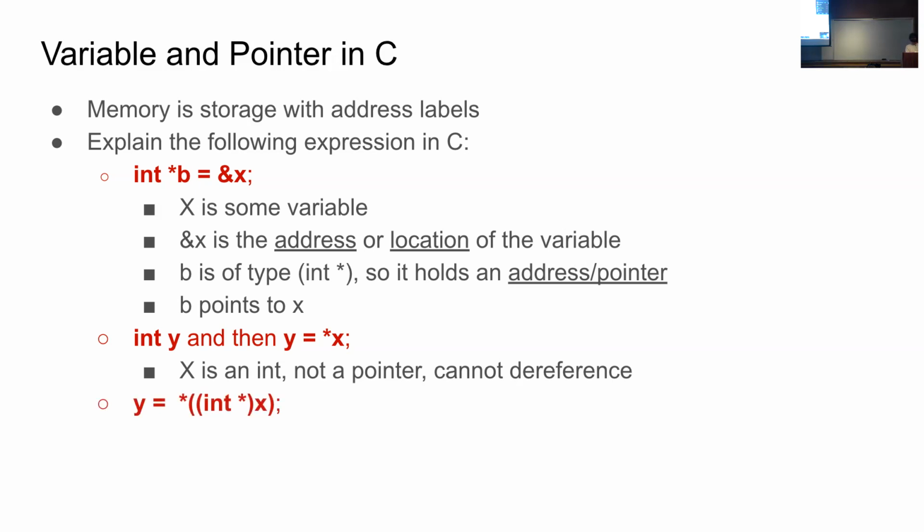But the flip side is this code, which will work. Why? Because in this code, we're casting x as a pointer using the parentheses int star x. So now x is being treated as a pointer. And now that we have a pointer, it makes sense to dereference it, right? Yeah, go ahead. Yeah, exactly. So like, let's say x held 32, right? Then it would find whatever is in memory address 32 and then put that value in as y, right?